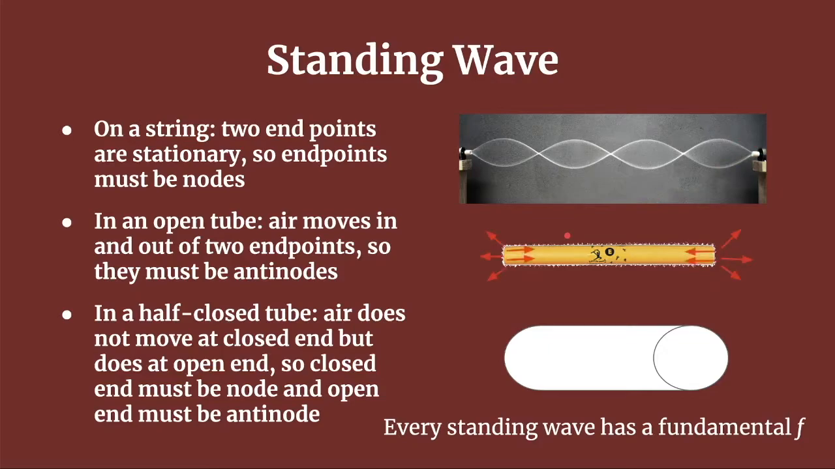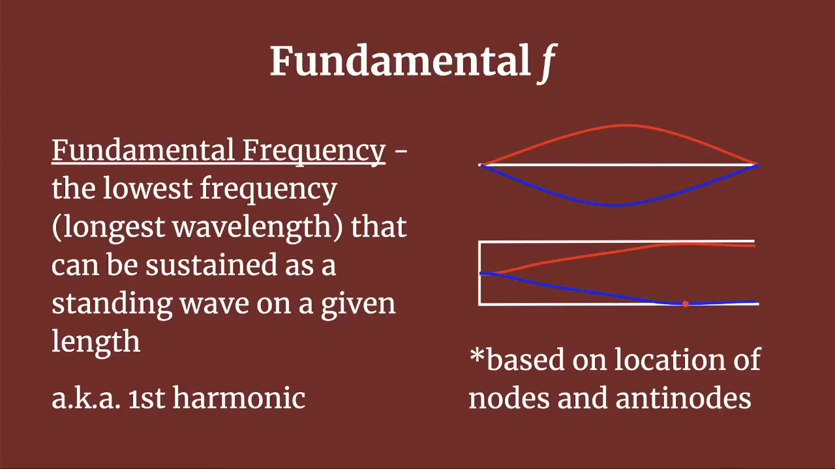Air is free to compress and rarefact freely in and out of each end of the tube. In a half-closed tube, we consider the closed end a node and the open end an antinode. Air is not moving around the closed end, but it is free to compress and expand out the open end. Each of these sets of requirements supports a different fundamental frequency and wave shape. The fundamental frequency is the lowest frequency that can be sustained as a standing wave on a given length. It is also called the first harmonic. On the top, we can see the fundamental frequency on a string that has two nodes, one on either end.